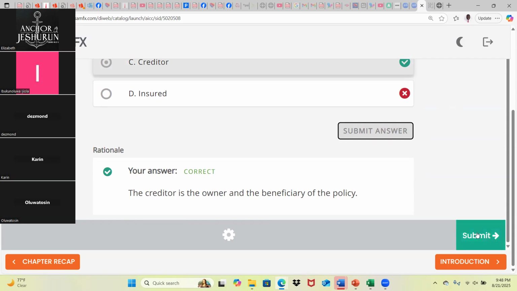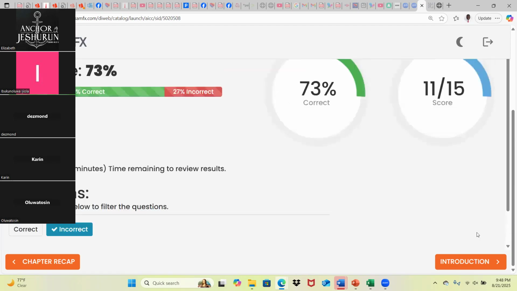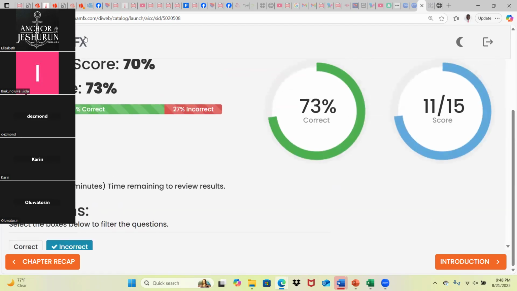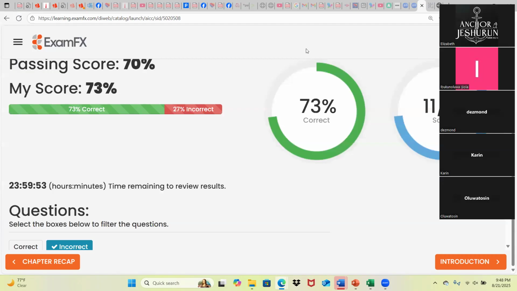Let's see if we squeaked a pass. Oh, missed 4. We sneaked past this one. Yes, wow, because there are a lot of unfamiliar words. I haven't come across these questions before. But at least they've helped stimulate our minds.